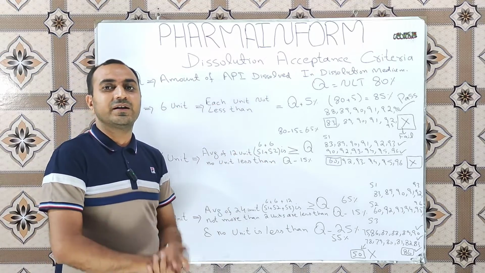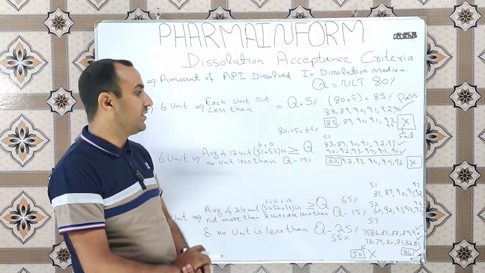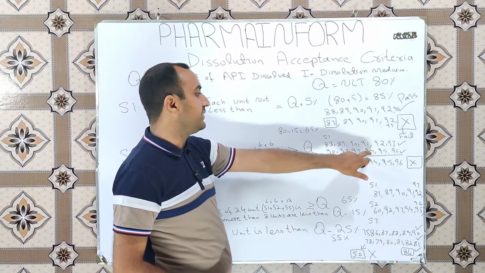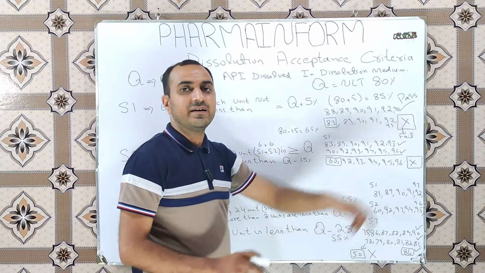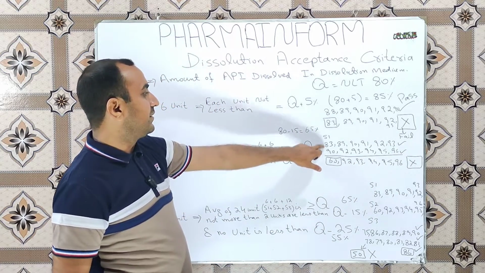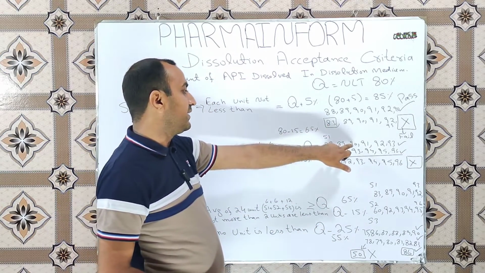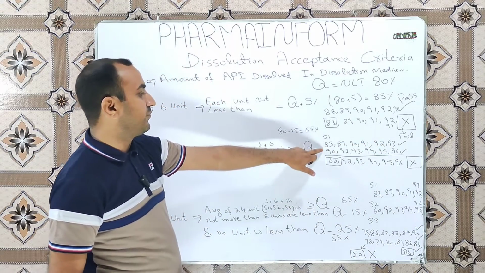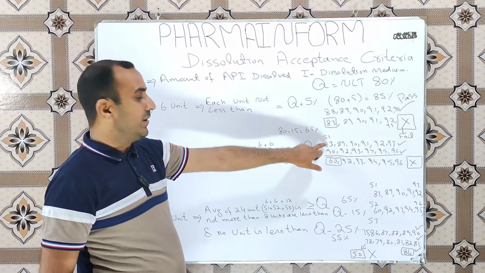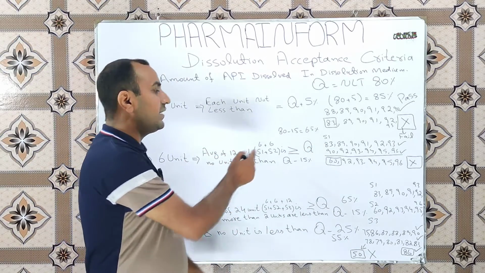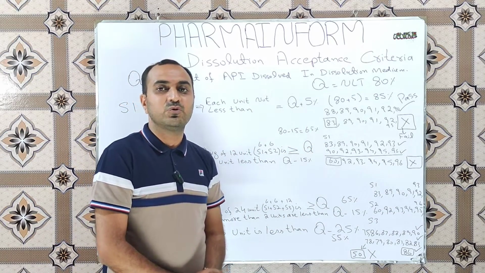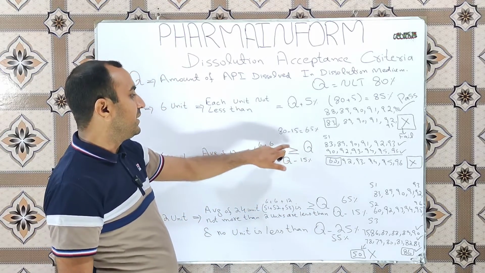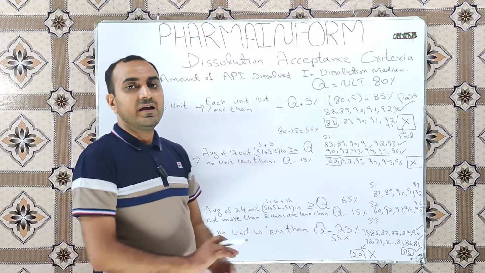So we perform the dissolution test for a further 6 tablets, and suppose our results are 90, 92, 93, 94, 95 and 96. Our S1 results were 83, 90, 89, 90, 91, 92 and 93. One value which failed in S1 was the 83. Now the criteria is that the average of 12 units should be equal to or greater than the Q value, meaning equal to or greater than 80%.